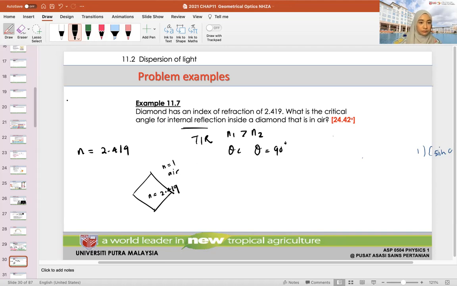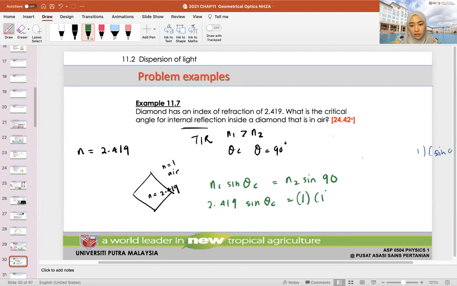Come on, guys. Diamond. Diamond, right? Because it has to be greater. So the one that is greater in N will be the place where your incident light is. So N1 sine theta C equals N2 sine 90. This guy, N1, is where your incident light is. So this is 2.419. Sine theta C is your critical angle. We don't know yet. N2 is air. It says so. Sine 90 is just 1.